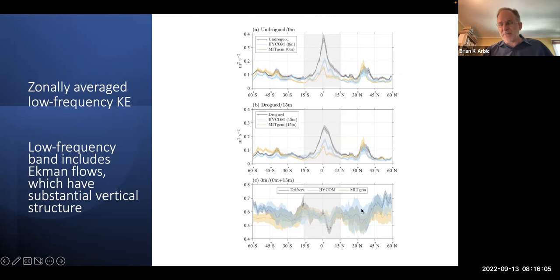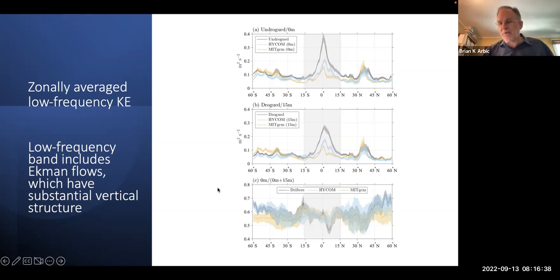The vertical structure proxy ratio we talk about does lie above 0.5 for most latitudes. And HICOM in blue is within error bars of the drifters in gray. The error bars are big. And then MIT GCM is also in the error bars over most latitudes, except for some reason not at the very high latitudes. So it's worth pointing out that the low frequency band does include Ekman flows, which, as we all know, have a lot of vertical structure.